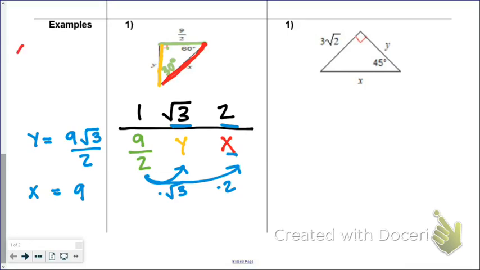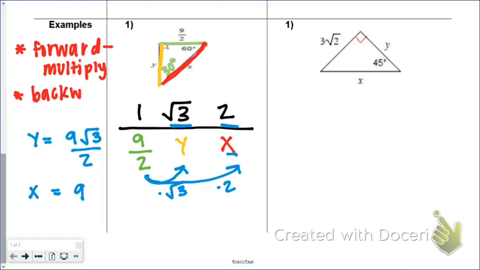All right, so that gets us x and y, but let's look at some rules. Whenever you are going forward, you're going to multiply by what you are ending with. So what's the arrow pointing to? Whenever you are going backwards, you are going to divide, and you're going to divide by whatever you started with. We're going to look at some examples of going backwards here in a little bit.